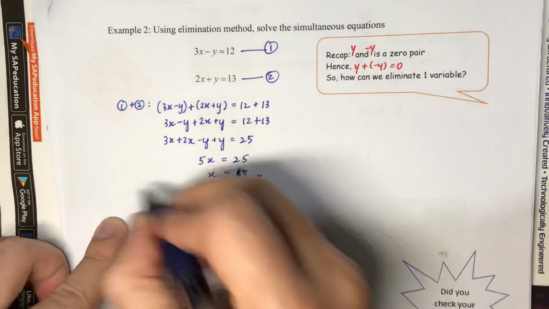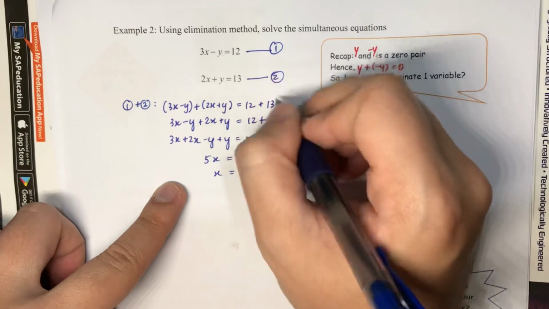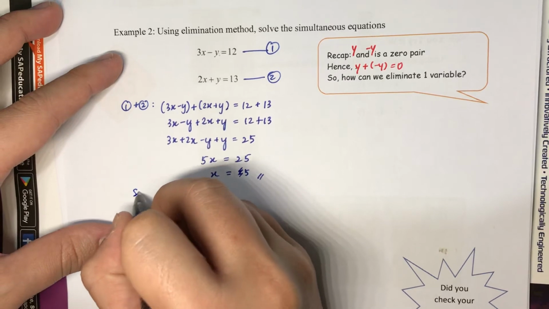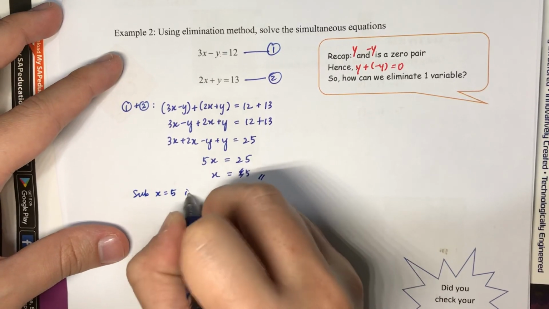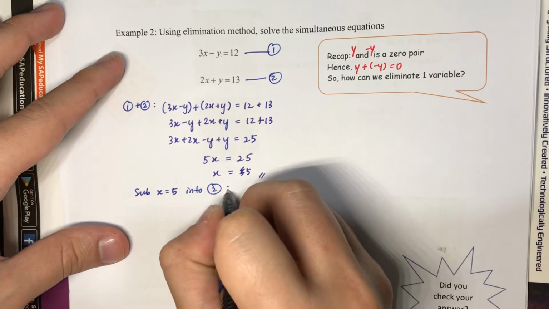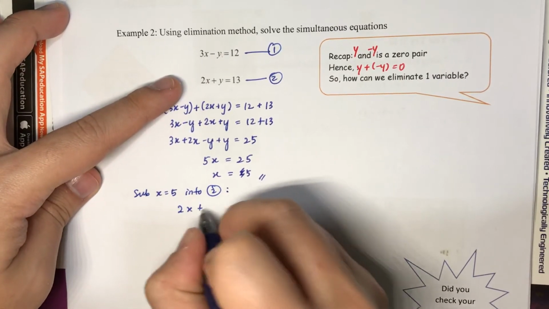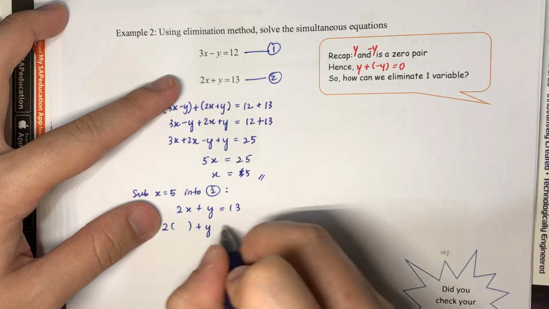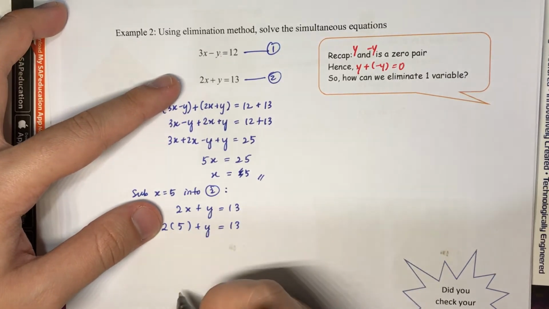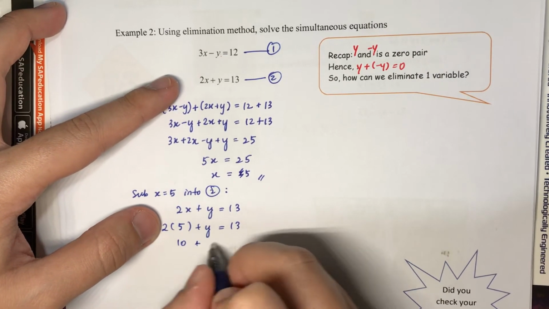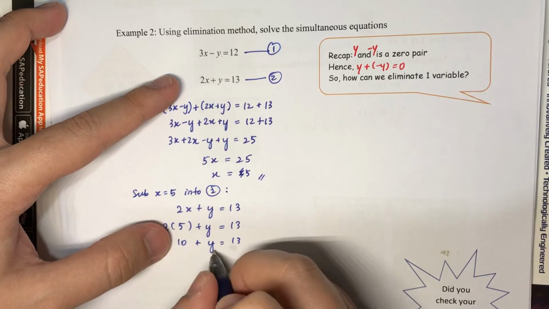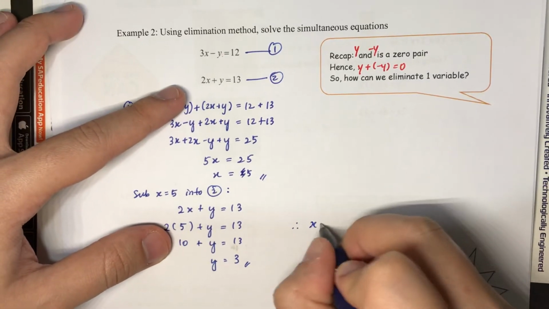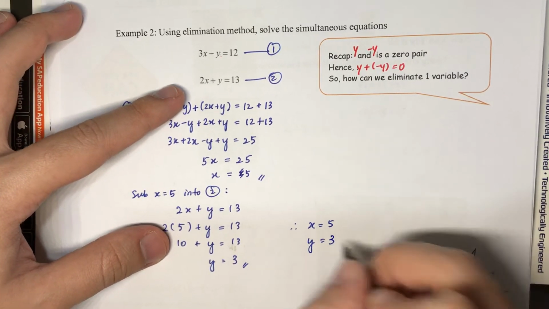Using this answer, I'm going to put it into either equation 1 or 2, it's up to your choice. In this case, I'm going to use equation 2. So I substitute my first answer into equation number 2. Here I copy down equation number 2: 2x plus y equals 13. X is 5, so this will be 10 plus y equals 13. 10 plus what is 13? Y is equal to 3. So my final answer is x equals 5, y equals 3.